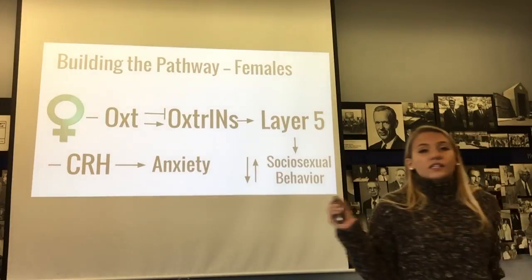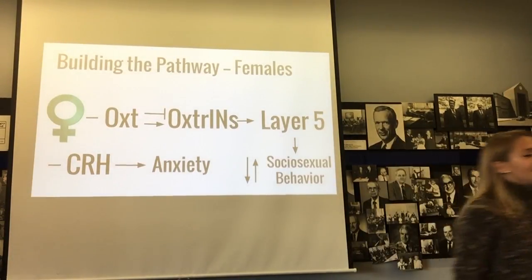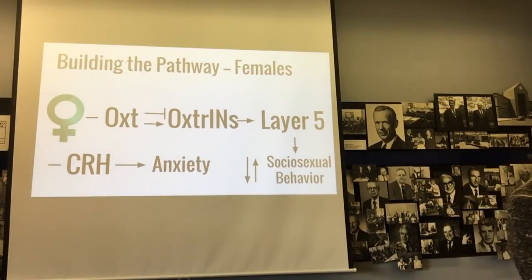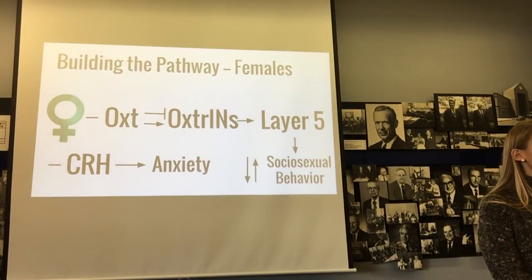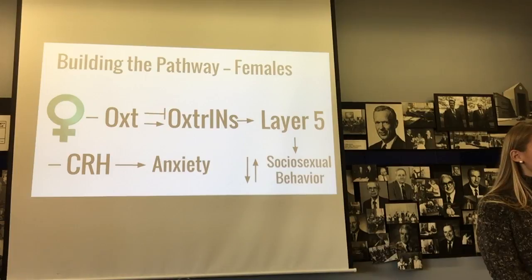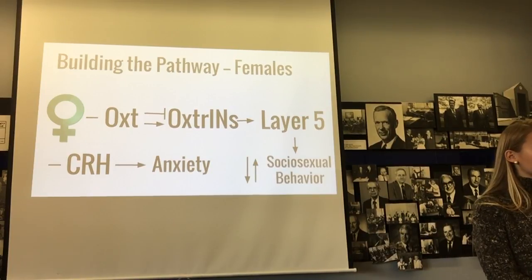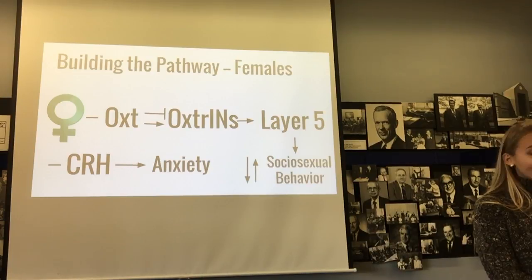So does anyone want to try and explain this graph to me? Amanda? Okay, so the females have 2 different pathways. One where the oxy interneurons affect their layer 5, which will affect their sociosexual behavior. But they also have much more CRH than males, so when the oxy interneurons release the thing that's supposed to stop the stress, they have way too much. So in females, they're unable to lessen the stress. Therefore, they have anxiety.